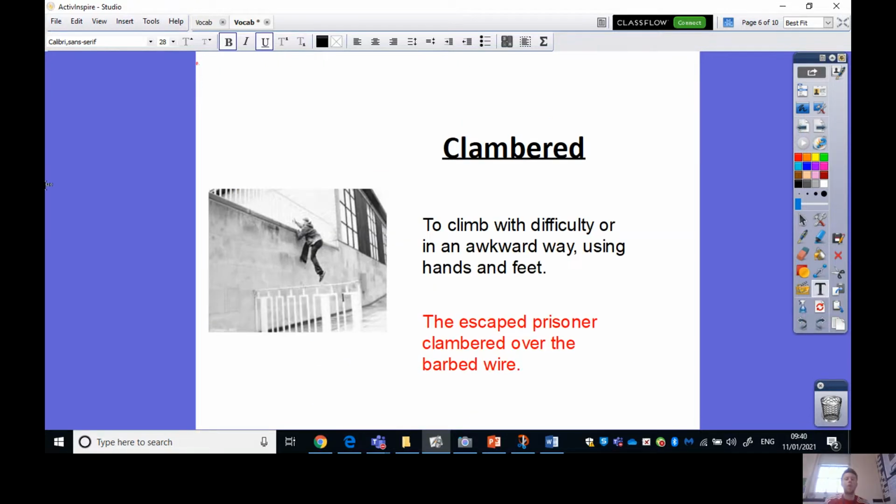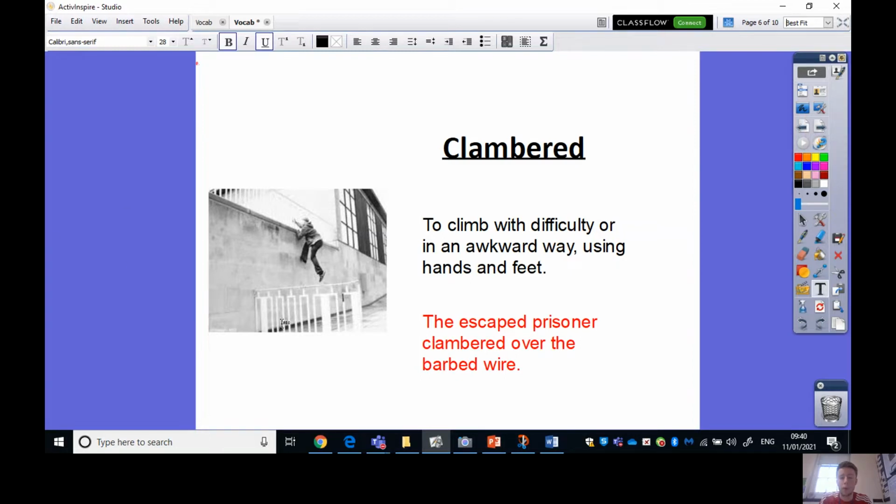Next word is clambered. Now, clambered is like to climb, but it means to climb with difficulty in an awkward way using your hands and feet. So you can see this man here, he is trying to clamber over the wall. He's doing it awkwardly. He's not climbing with ease. He's finding it a bit difficult.